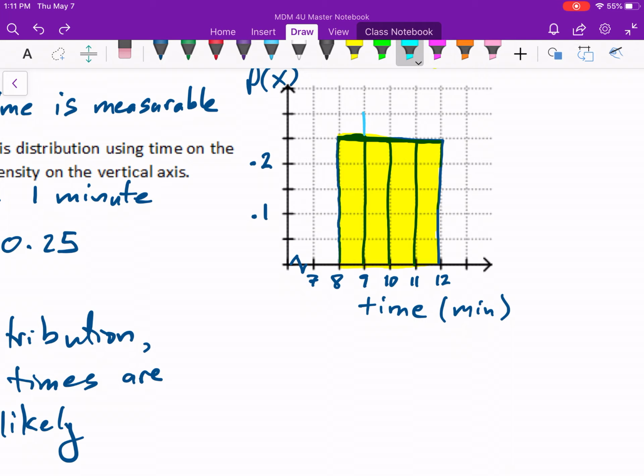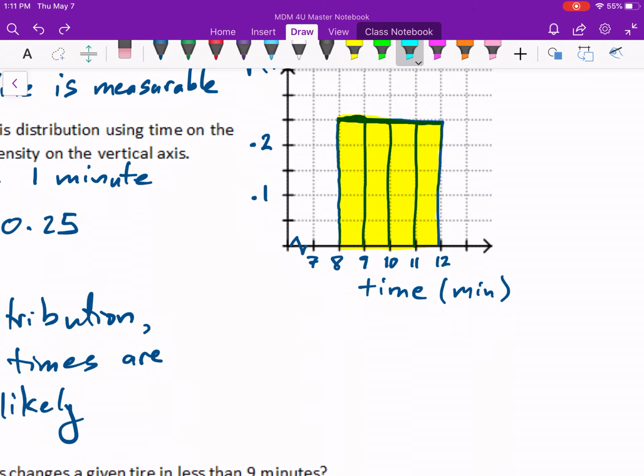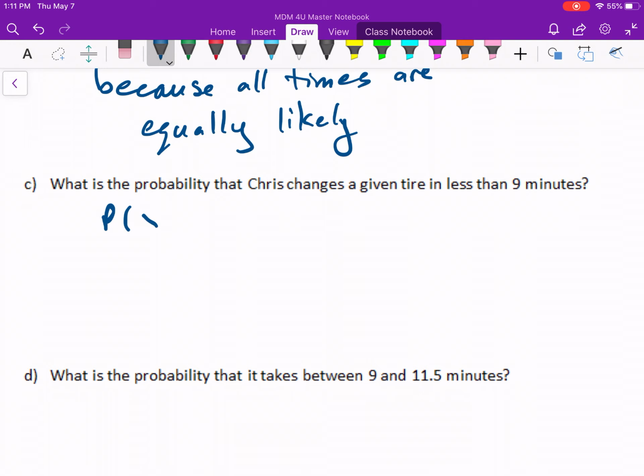So let's get rid of that marking. So I would write that as P(x < 9) = 0.25, or 25%, because it's 1 bar on the graph.